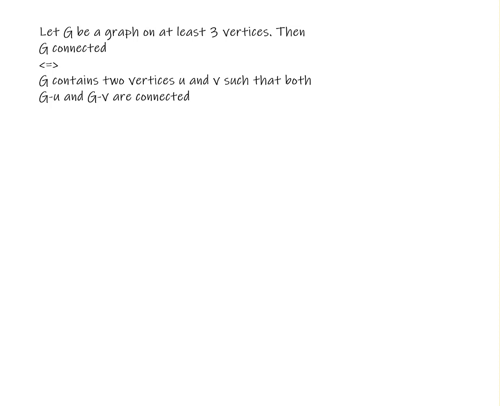If we have a graph that's sufficiently large, meaning at least 3 vertices, then the graph being connected is equivalent to saying that there are 2 vertices in the graph, u and v, such that no matter which one of the two I delete from the graph, the resulting graph is still connected.